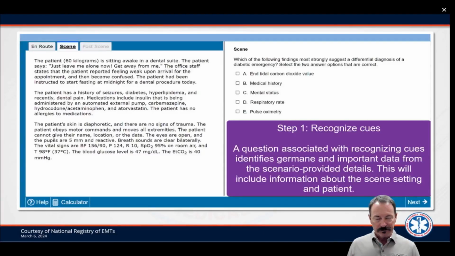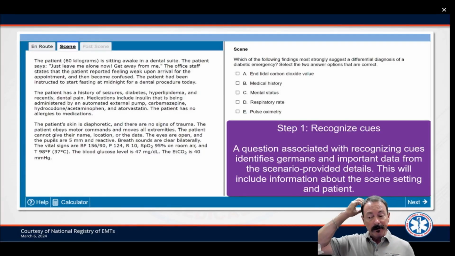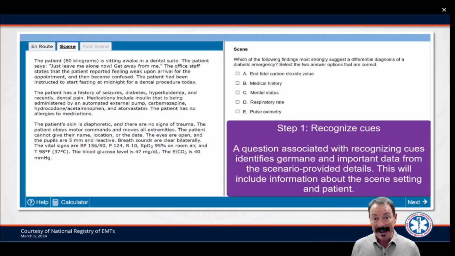Here's the history. The patient has a history of seizures, diabetes, and high cholesterol, and recent dental pain. Medications include insulin that's being delivered through an insulin pump. And that's a big thing right there, because he was instructed to fast, and he's got insulin going. Well, now we're looking at hypoglycemia. He also takes pain medicine, then something for his high cholesterol, and then we look at what he's taking for his epilepsy.